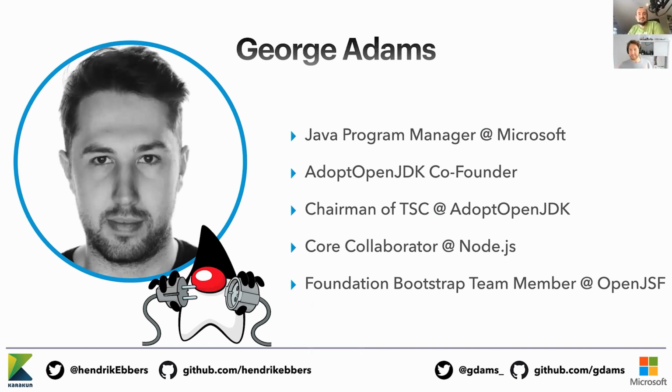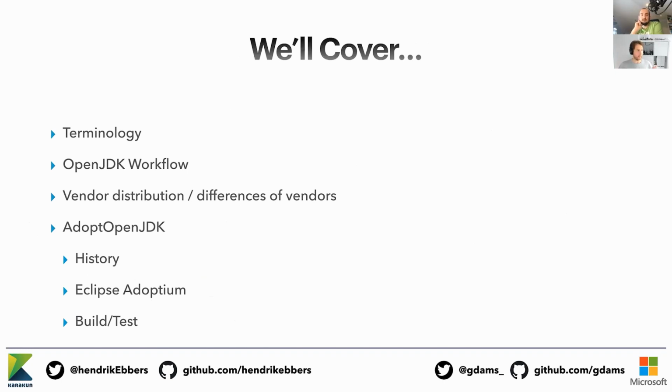It's always hard to follow up behind Hendrik with his great credentials, but I'll give it a go. My name's George Adams. I'm a Java program manager at Microsoft. I'm one of the co-founders of AdoptOpenJDK and sit on the technical steering committee alongside Hendrik and others from several companies. I also dive into a few other open source projects. I'm a core collaborator at the Node.js Foundation, and I am also a Foundation Bootstrap team member at the OpenJSF.